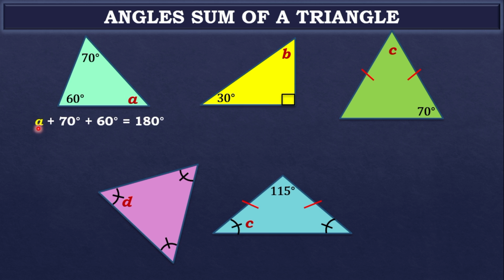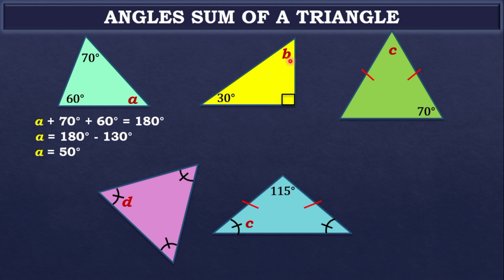I-add natin si A and then the measure of the two angles. So, 70 plus 60. And then we have here 180 minus 130, transpose natin. So, we have A is equal to 50. So, this is 50 degrees. Pag in-add natin si 50, 70, at si 60, that is 180 degrees.